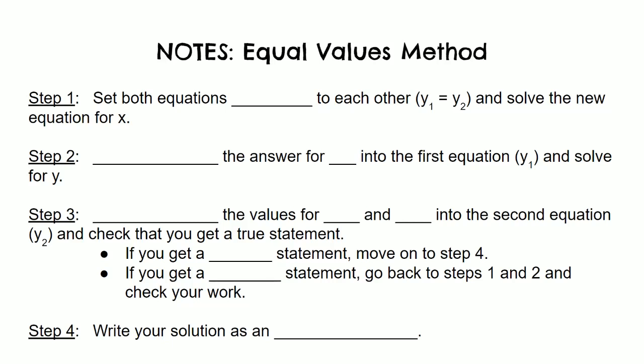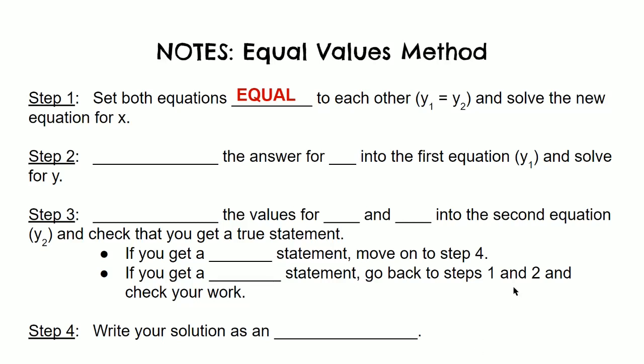Today we're going to talk about a second method for solving systems of linear equations called the equal values method. This method works best when both equations are written in slope-intercept form. So we want both equations to be in the form y equals mx plus b. Y needs to be by itself. When that happens, we take both equations and we set them equal to each other. So the right side of the first equation equals the right side of the second equation, and we solve that equation for x.